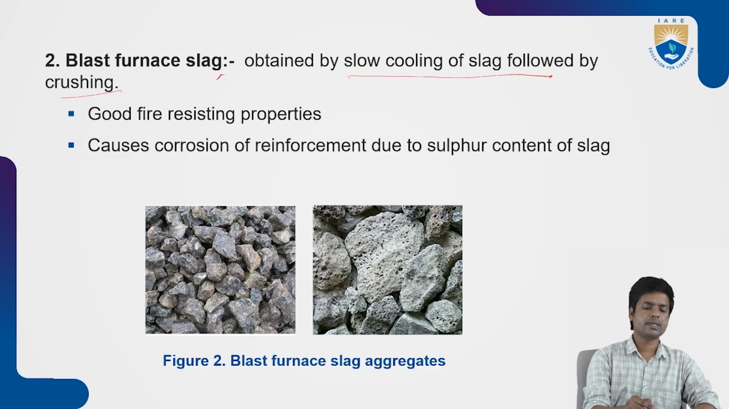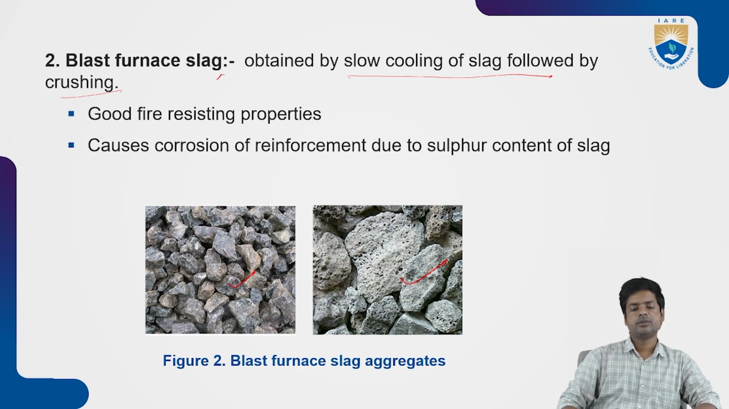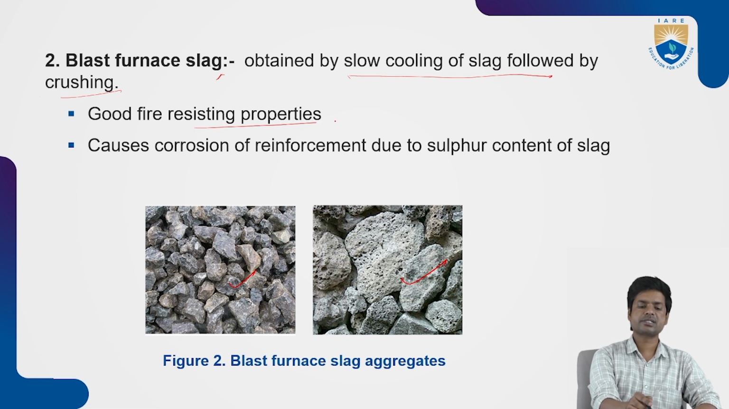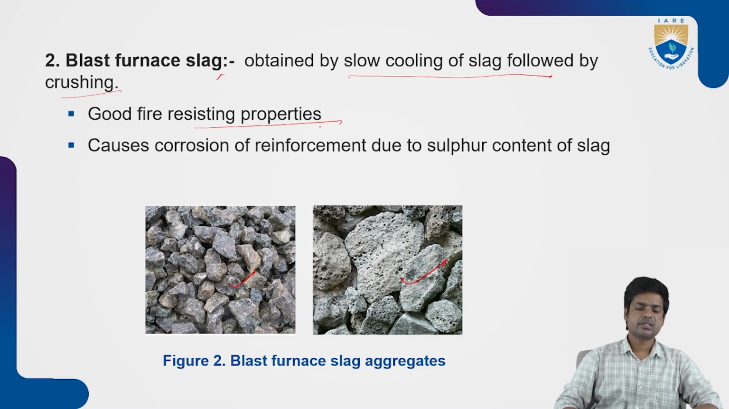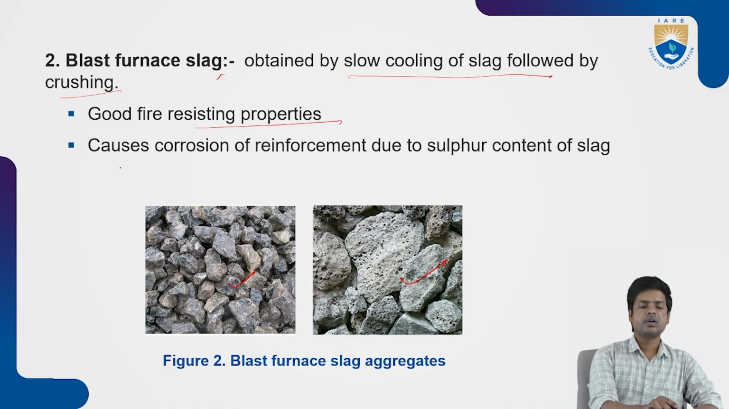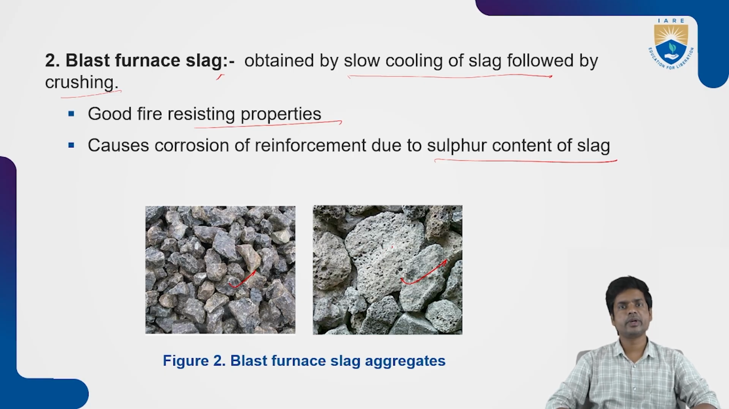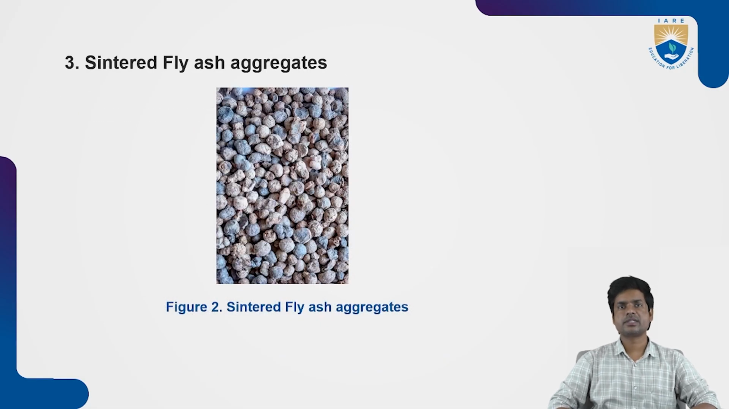In this picture you can see the aggregate we are going to prepare in construction, and these aggregates will have good fire resisting properties, because they are already subjected to very high temperature and it is very compact. It can cause corrosion of reinforcement due to the sulfur content of the slag. So in this particular slag we will have sulfur content which is going to affect the corrosion of the reinforcement. So wherever you have RC structures, we have to limit the application of these slag aggregates.